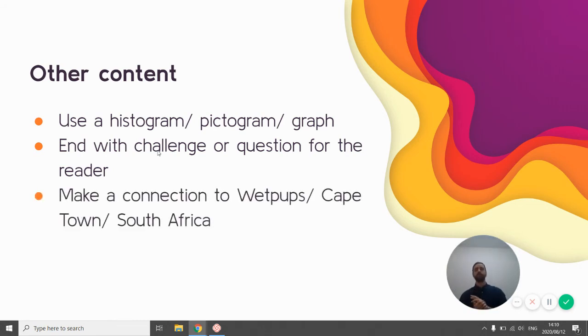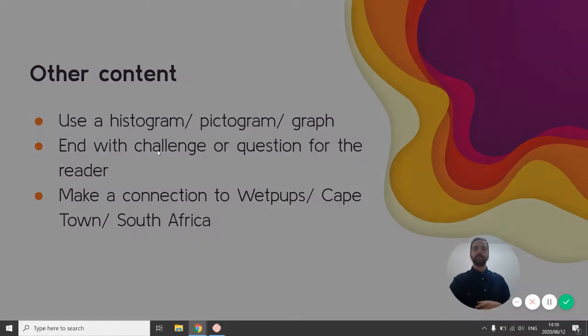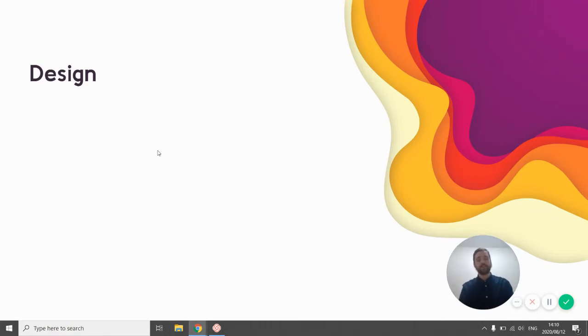And what I'd also like you to try and do, if you can, is make a connection to Wetpups or to Cape Town or to South Africa. Why is the issue you're talking about important to us here? How is it connected to us as South Africans or us as Cape Townians or us as students and teachers at Wetpups, okay? All right, so that's the content. Please go crazy with it. Do the best you can. Not the bare minimum, do the best you can.